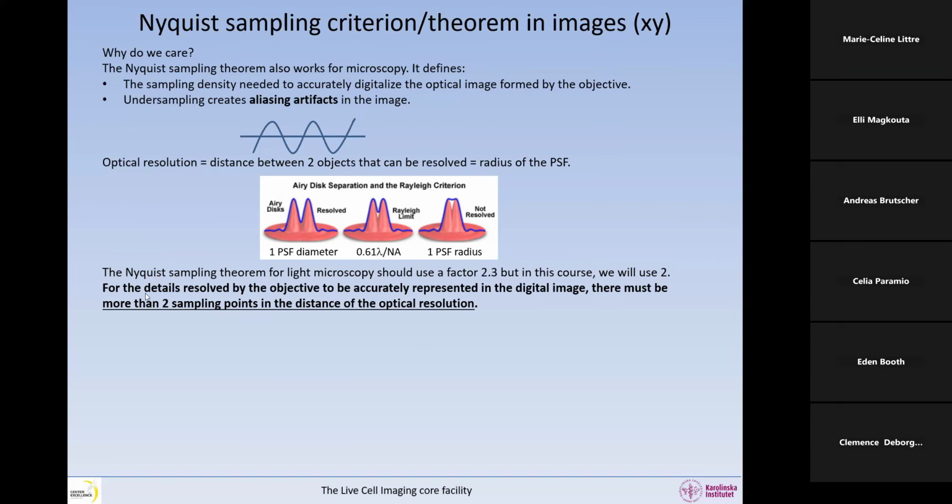So for the details resolved by the objective, the optical resolution, to be accurately represented in the digital image, there must be more than 2 sampling points in this distance of the optical resolution. The optical resolution is a distance, and it represents the radius of the point spread function. So within this distance, we need to have 2 sampling points. Otherwise, we will not be able to reconstruct the image in a correct way.